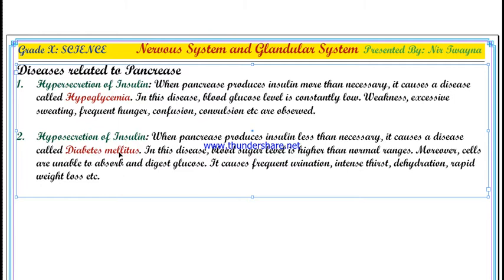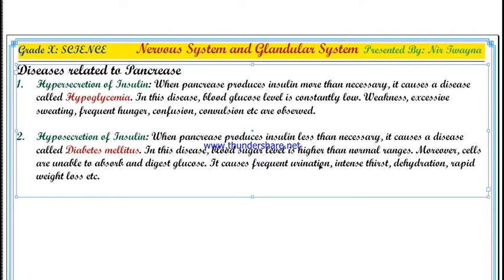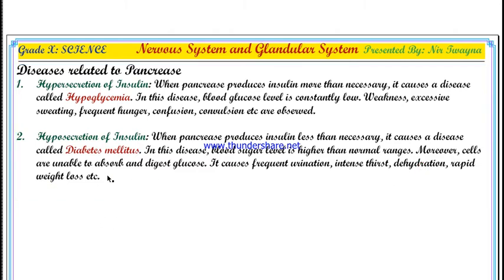These are the factors that cause diabetes, not eating too much sugar. In this disease, blood sugar level is higher than normal ranges. Moreover, cells are unable to absorb and digest glucose. It causes frequent urination, intense thirst, dehydration, rapid weight loss, etc.